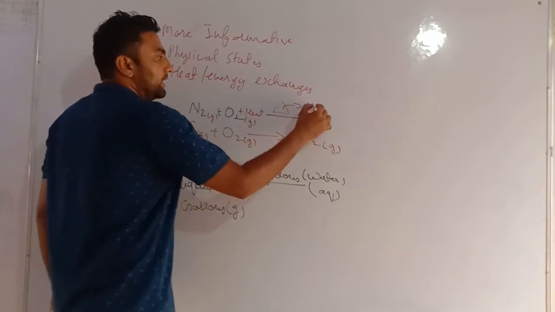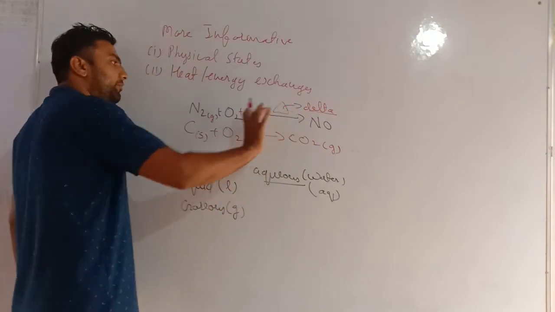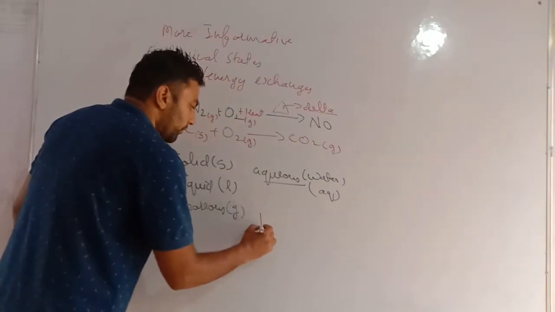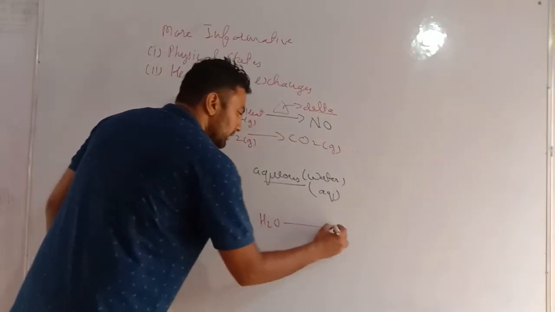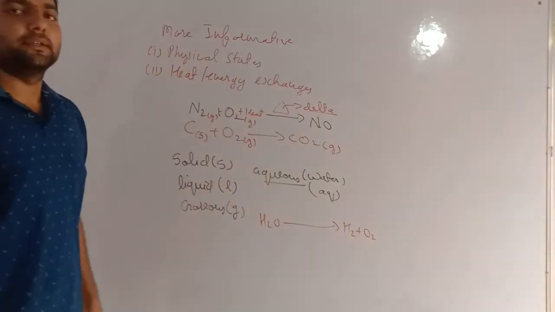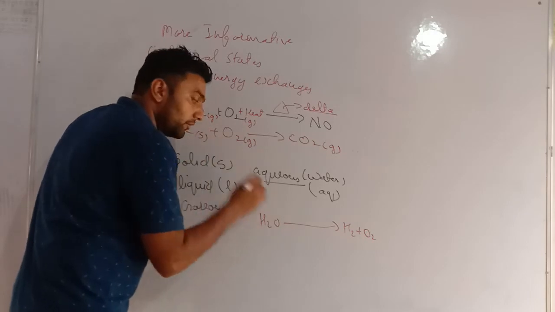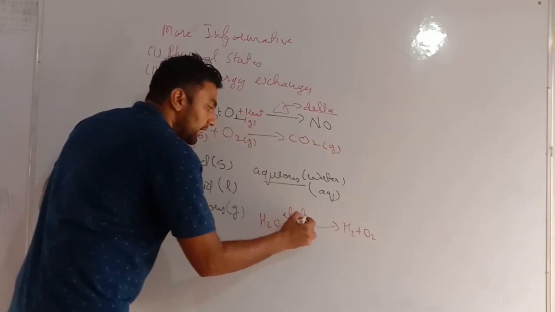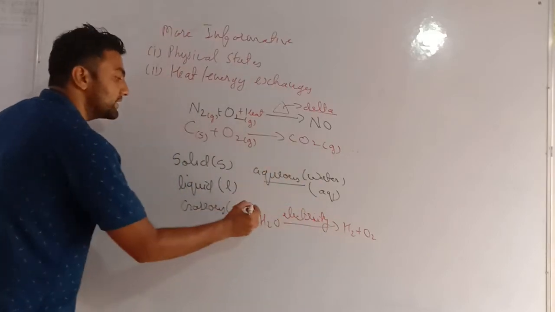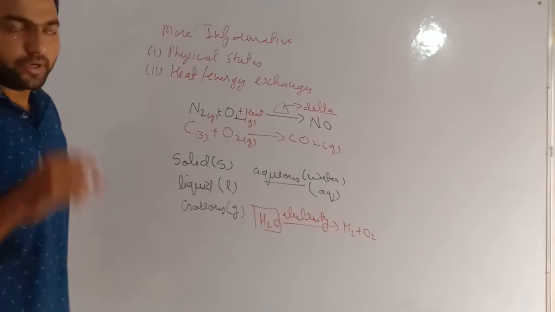This means delta. If it is written on arrow, it means that reaction requires heat. Water gives H2 plus O2. This equation is right, but I need to mention plus electricity. Means I need to give electricity to this thing. Okay. One more example is there.